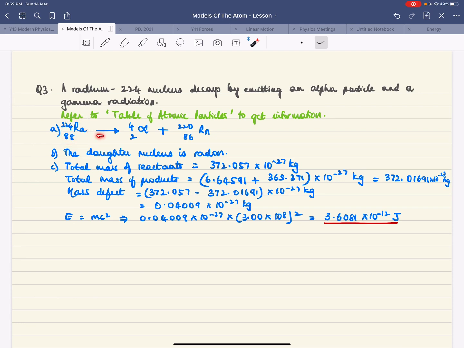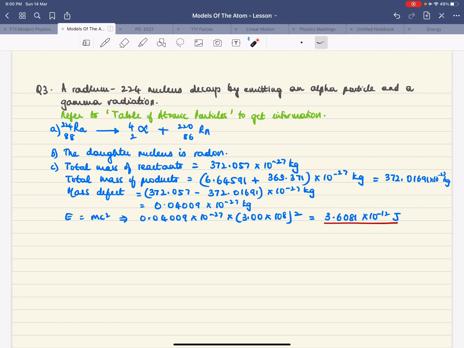And emits, so for emits, you draw this arrow to say it gives out. And this is your alpha particle. And then I don't know what this is, but what I did was 224 minus 4, I get 220. And then 88 minus 2, I get 86, because 86 plus 2 should give me 88, and 220 plus 4 should give me 224. And then I looked up element number 86, and that was radon.